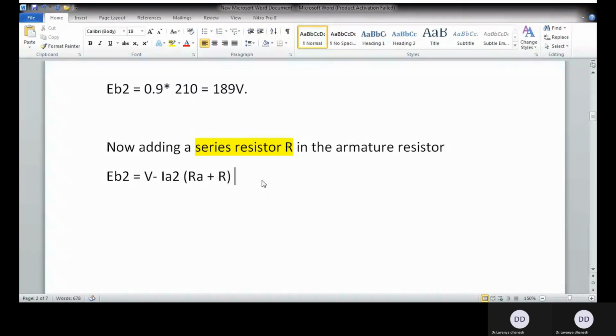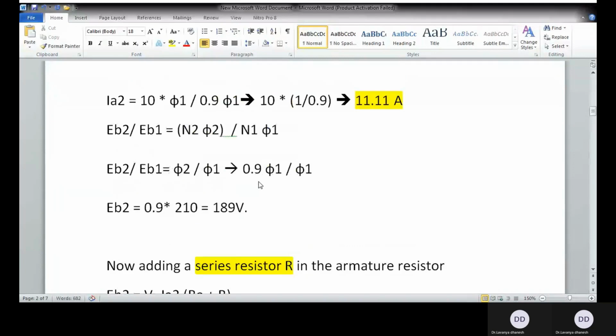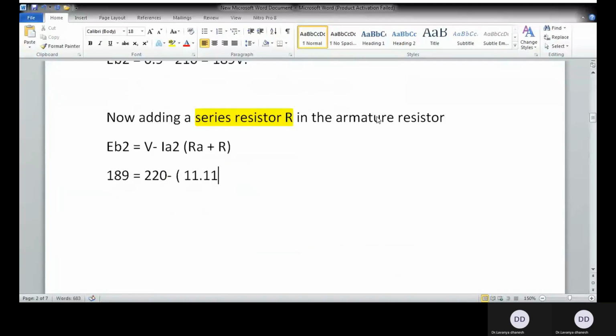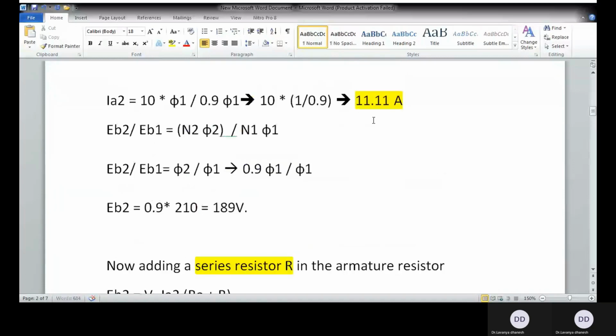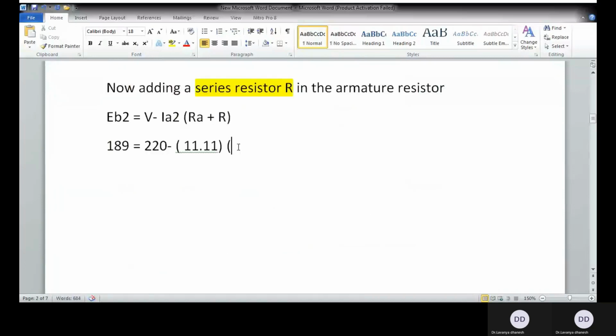Everybody write out, just to substitute this. So what we do is 189. 189 is the initial voltage. 220 minus IA2. IA2 we found out as 11.11, right? So 11.11 into armature resistance, 1 ohm. Armature resistance is 1 ohm. So 1 plus capital R. This is the value we are going to find out. So from that, calculate the value of R.